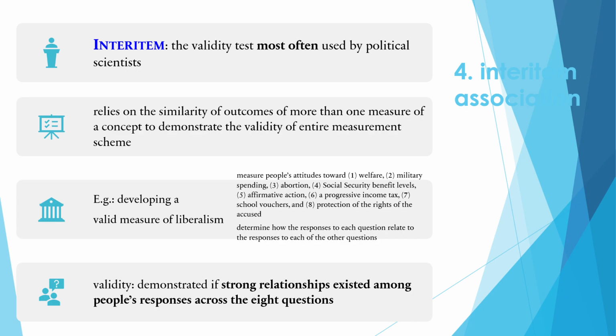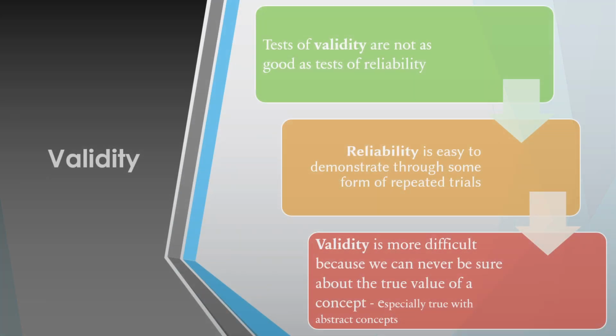liberalism. The interitem association is, how does this measure associate with this other measure, and what do we generally know about those measures? So these are ways to sort of think about it.